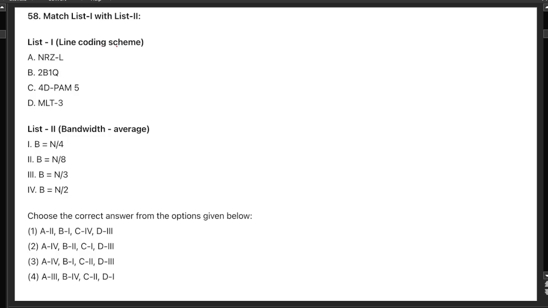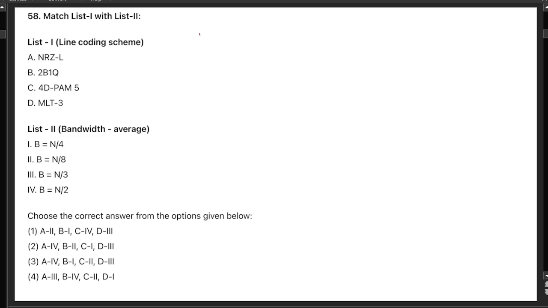List 1 is line coding scheme: NRZL, 2B1Q, 4D PAM 5, MLT3. List 2 is bandwidth, which is average: B equals N by 4, B equals N by 8, B equals N by 3, and B equals N by 2. Now we have to choose the correct answer from the options below. First, list 1 contains different line coding schemes. List 2 contains expressions for average bandwidth, which is B, and that is in the bit rate, which is N.